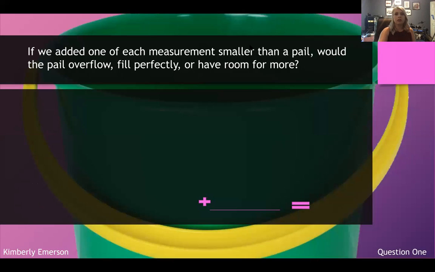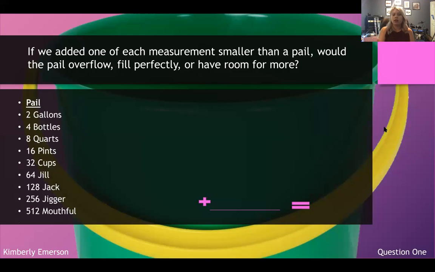So our next question was, if we added one of each measurement smaller than a pail, would the pail overflow, fill perfectly, or have room for more? So talking about this, we want to figure out how much would fill our pail up. In our pail, we have 2 gallons, 4 bottles, 8 quarts, 16 pints, 32 cups, 64 jills, 128 jacks, 256 jiggers, and 512 mouthfuls total.